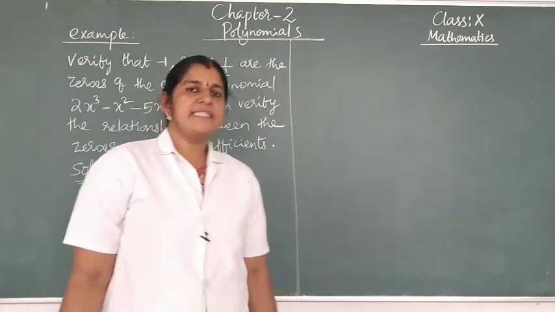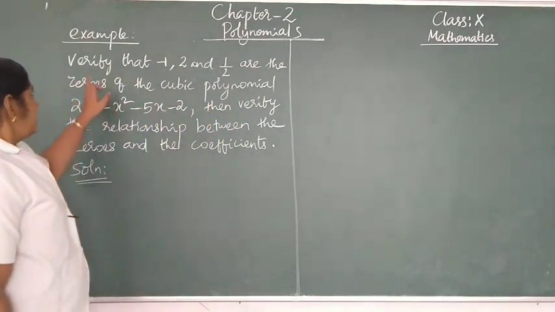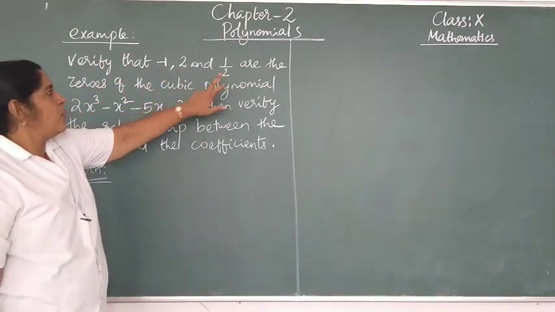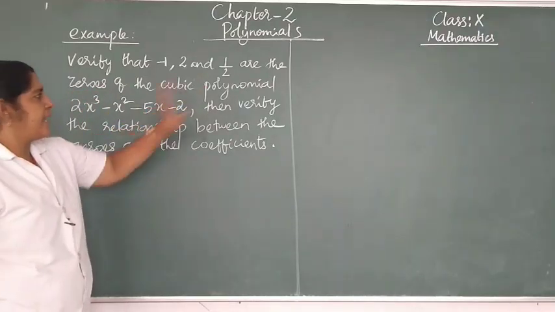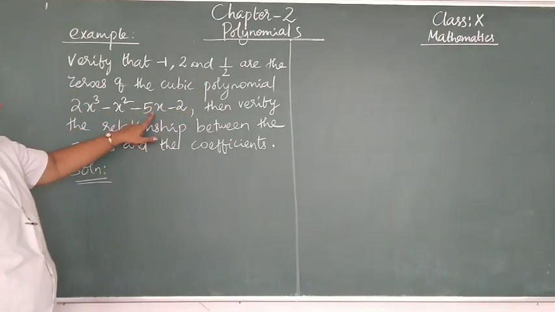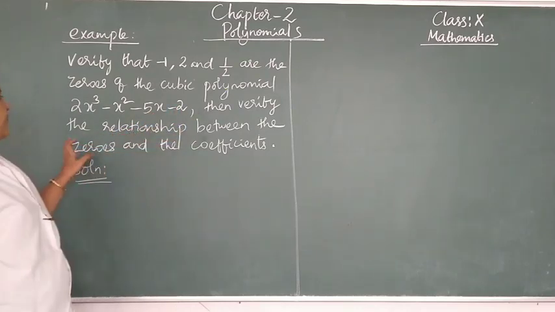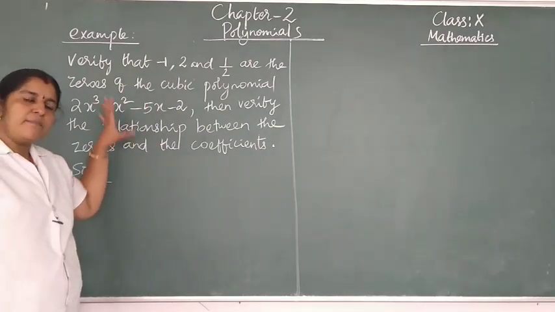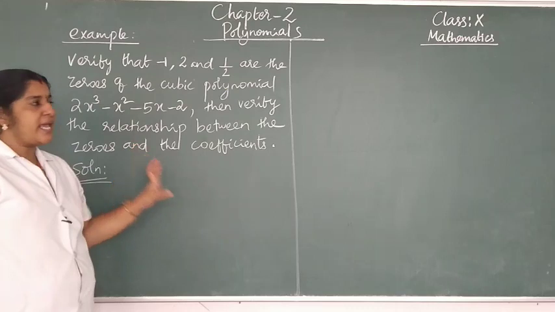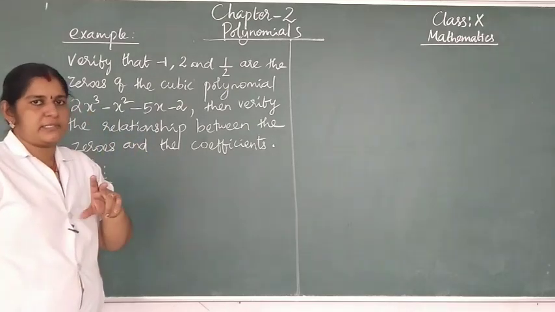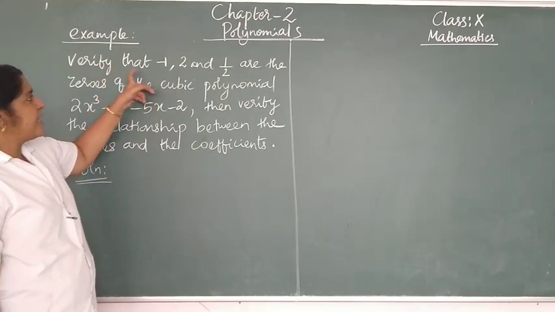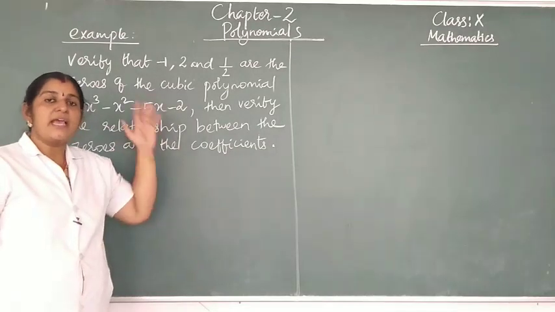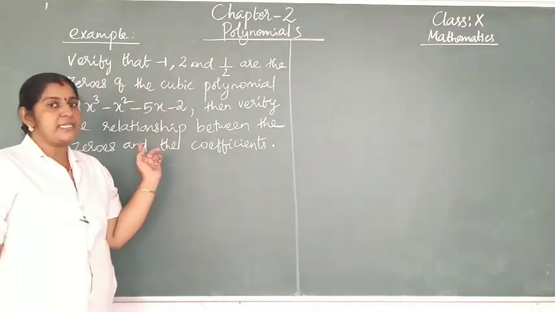Yes, now come to the first example. Here the question is: verify that minus 1, 2 and 1 by 2 are the zeros of the cubic polynomial 2x cube minus x square minus 5x minus 2. Then verify the relationship between the zeros and the coefficients. So read the question properly and understand the meaning first. Actually this question has two parts. The first part is to verify that the three numbers are the zeros. So we need to verify that the given three numbers are the zeros of this cubic polynomial.